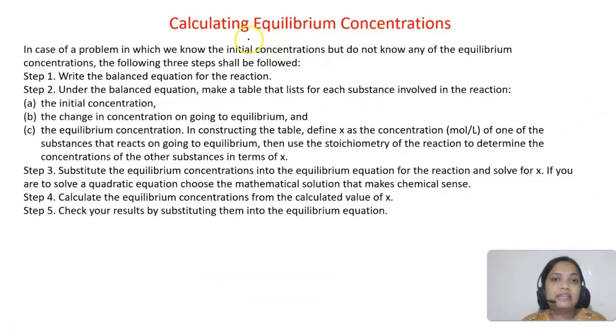Now calculating equilibrium concentration. So if I want to calculate equilibrium concentration, see, suppose we know the initial concentration, but we don't know equilibrium concentration. So using the equilibrium constant, we can find out the value of equilibrium concentration. So for that, we need to write the balanced equation. Okay. So we need to write the initial concentration, change in concentration, and equilibrium concentration. Okay, like table banana and all of that. So substitute the equilibrium concentrations into the equilibrium equation.